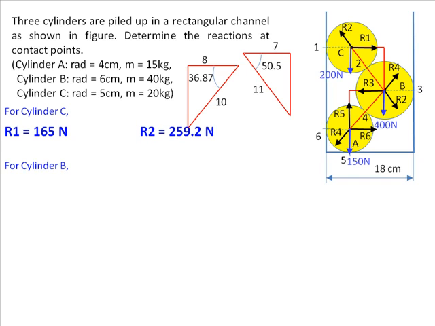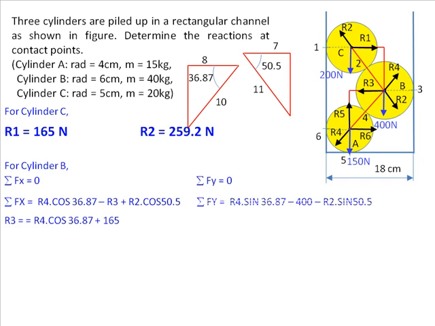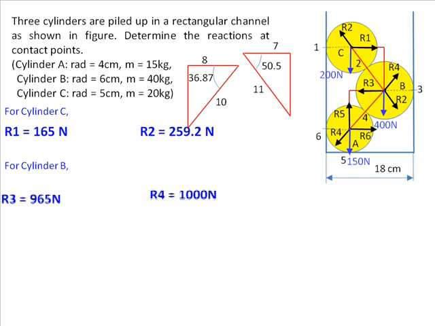Go to cylinder B now. Do the same thing: sigma Fx 0, sigma Fy 0. Sigma Fx gives you R4 cos 36.87 minus R3 plus R2 cos 50.5. Then sigma Fy equal to 0 gives you R4 sin 36.87 minus 400 minus R2 sin 50.5. And from these two we can come up with R4 and R3 and keep them handy.